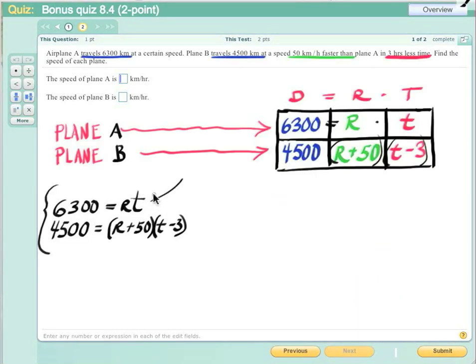We now know that t is equal to 9. And so it's a simple substitution here. And we get 9r is equal to 6,300. And we can divide both sides by 9, and that will bring us right up to the door of the answer. When you do this division, you of course get 700. R is equal to 700. That is the rate of plane A, and so the rate of plane B is 750.